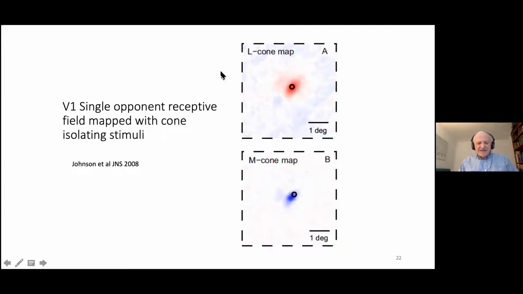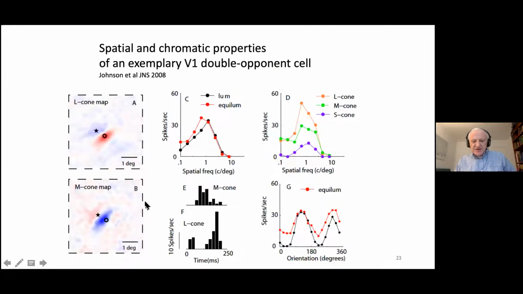But it turns out that these single opponent cells, as attractive as they are to color scientists, are a minority of the color cells in the cortex, and that most of the color cells in the cortex look different. And if you look at their spatial organization, well, let's look at their spatial frequency organization first. These are the so-called double opponent cells, also exhibited in this paper.